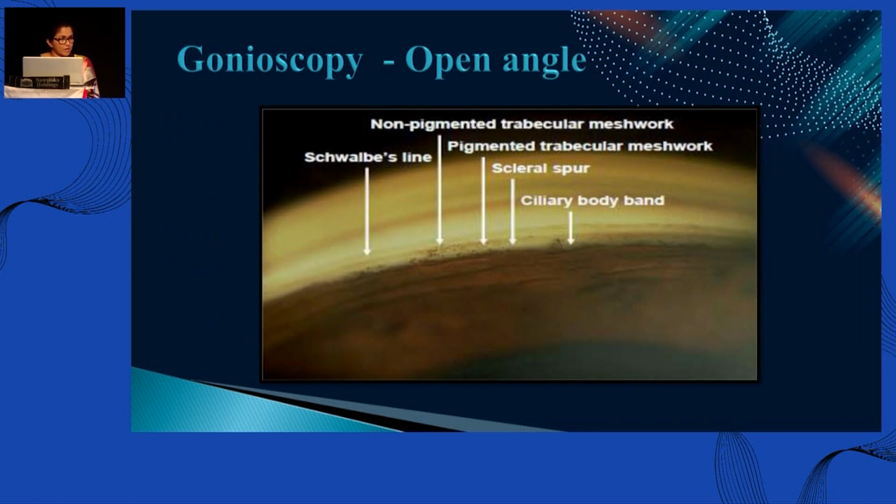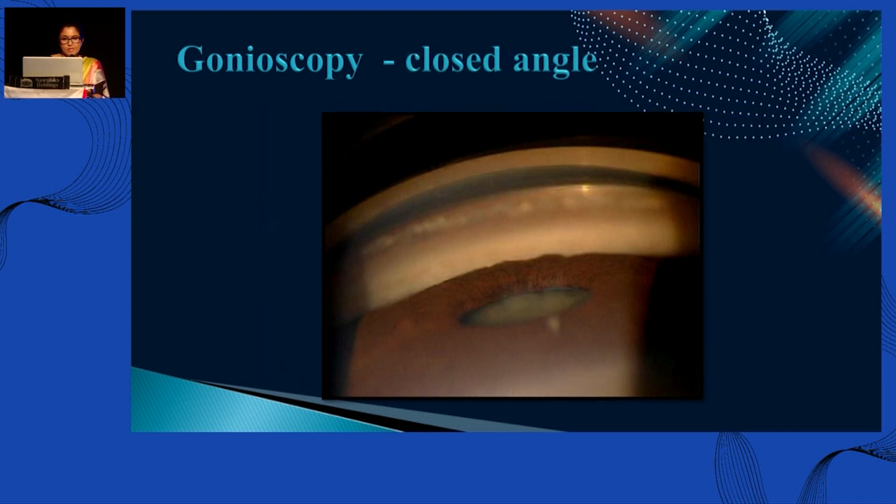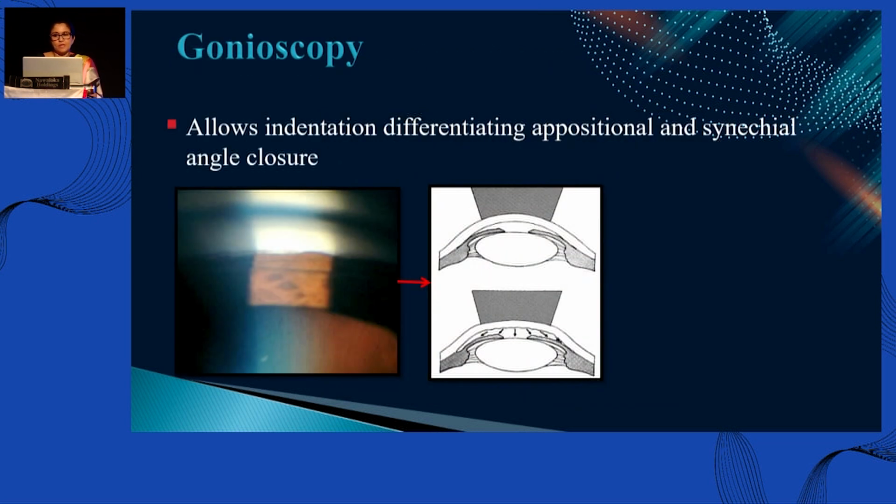So this is an open angle. We can see all the structures in the angle, starting from the Schwalbe's line to the ciliary body band. And this is a closed angle where we are not able to see any of the above structures. So gonioscopy allows us to do indentation to differentiate appositional and synechial angle closure, which is actually an advantage over other imaging modalities.